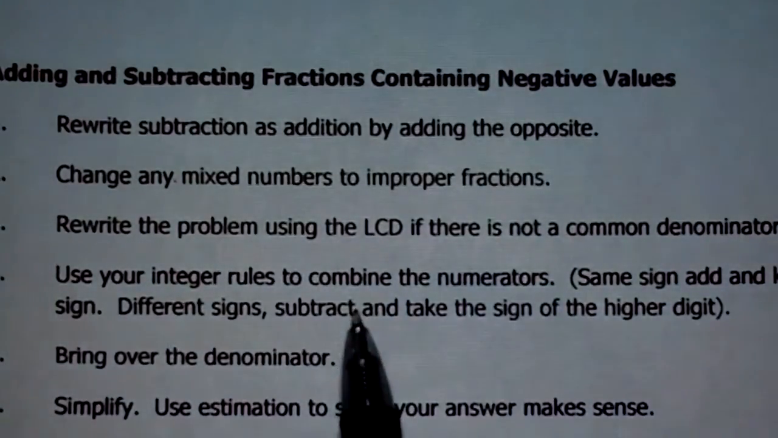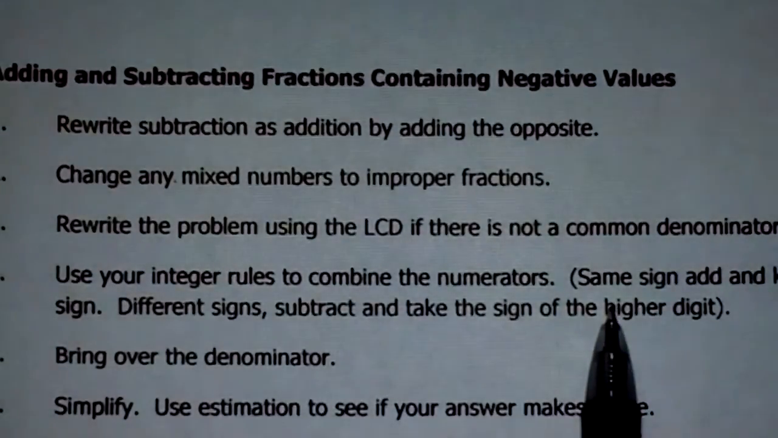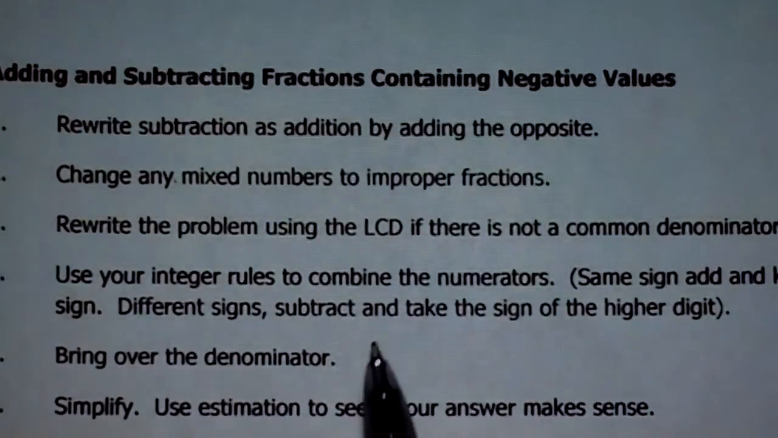Then we just use our integer rules. So I know integers are positive or negative whole numbers, but we can use those with fractions, and we can use those with decimals. And remember, if it's the same sign, we get to add those fractions and keep the sign. If we have different signs, we're going to subtract and take the sign of the higher digit. Bring over the denominator, simplify. Let's try it. Turn your page.